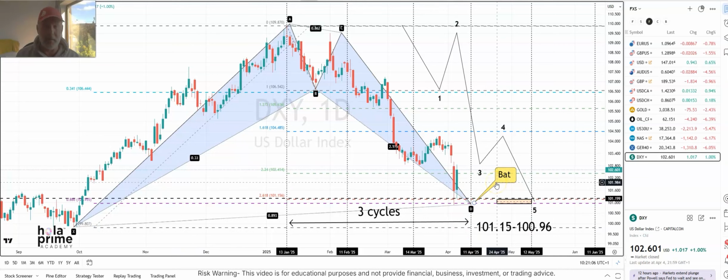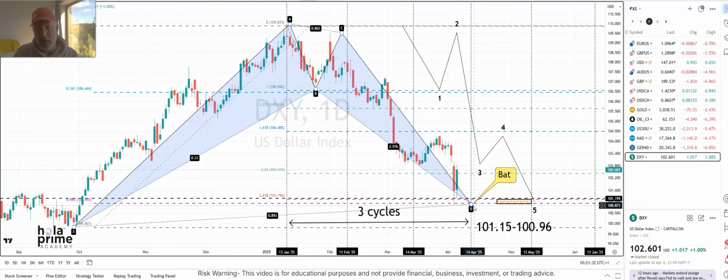What I do like about this is it's sort of a double whammy. So we've not just got a cipher pattern completing, what we have also got is an Elliott Wave formation. So wave 1, wave 2, wave 3 and 4, and then wave 5 to the downside. What can we see here? Well, we can see a reversal. Is it a reversal or is it a correction? Well, to me at the moment it's still a correction.